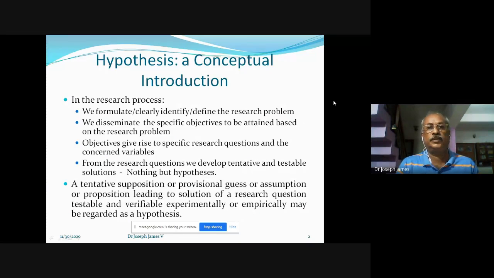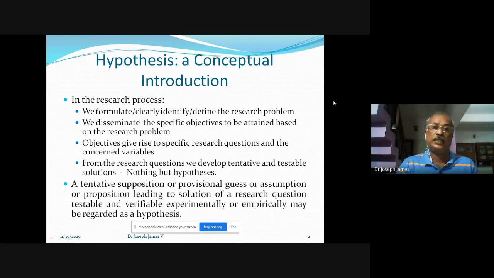First of all, we shall make a conceptual introduction on hypothesis. See, in the research process, we all know the research process starts with formulation of a research problem. And simply formulation is not actually correct. We have to clearly identify and define the research problem after having a detailed and vast survey of literature and condensation of ideas regarding this. And then only we can feel the research problem.